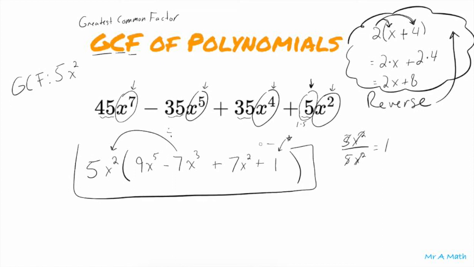And we could check it. We could redistribute that 5x squared in if you wanted to be absolutely certain. And if you redistribute it in, it should get you back to this polynomial up here.